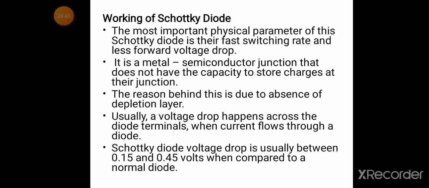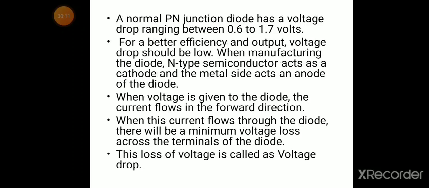The voltage drop is 0.15 to 0.45 volts, whereas for a normal diode it is 0.7 for silicon and 0.3 for germanium. The most important physical parameter of this Schottky diode is its fast switching rate and less forward voltage drop.